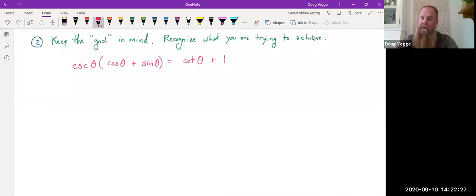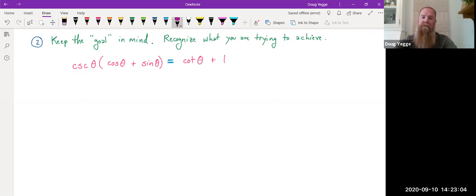The second tip that we should always pay attention to is to keep the goal in mind, or in other words, recognize what you're actually trying to achieve. So if I was given an identity like this, again, this is apparently an identity, because it says that these two sides are equal. So we always want to try for the more difficult side, or the side that has more things to do to it. If I was looking at this at the beginning, I'd recognize there are 3 different trigonometric functions on the left and only 1 on the right.